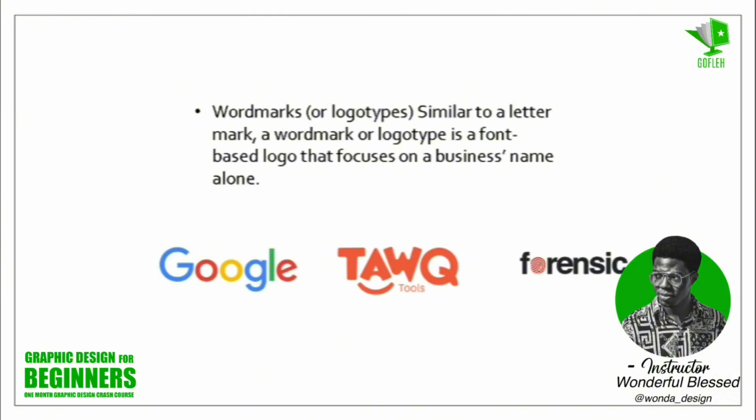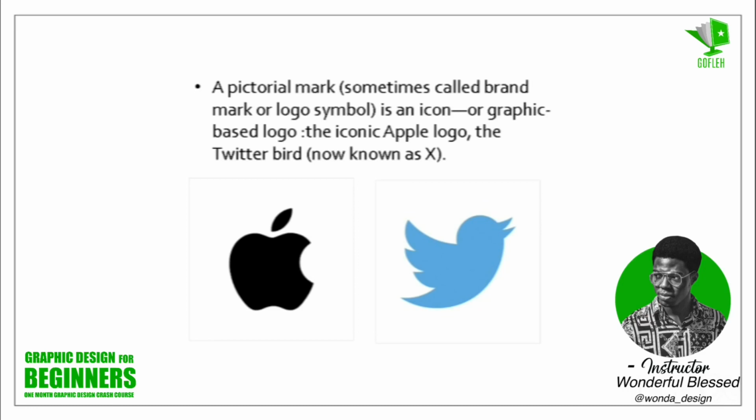Let's move to the next. Next we have the pictorial logo. A pictorial logo, a pictorial mark, sometimes called a brand mark or logo symbol or icon, is an icon or graphic based logo. An example is the iconic Apple logo and the Twitter bird logo. So this is a pictorial mark.